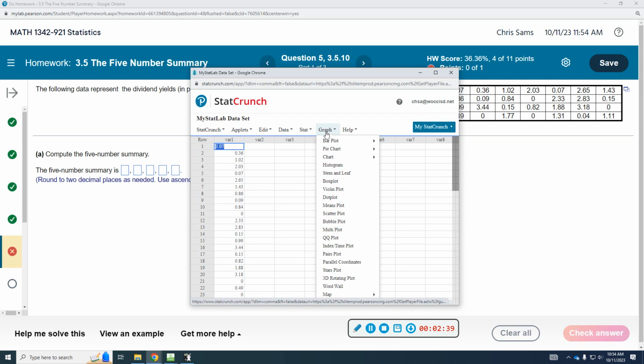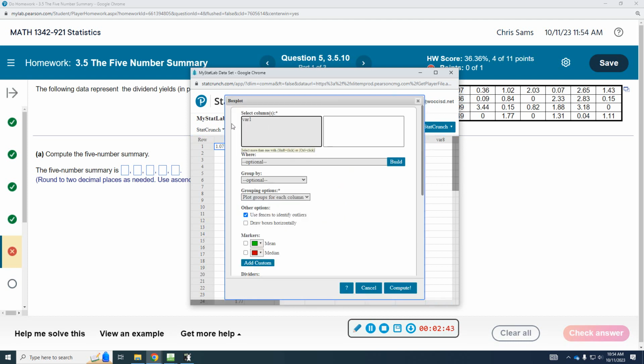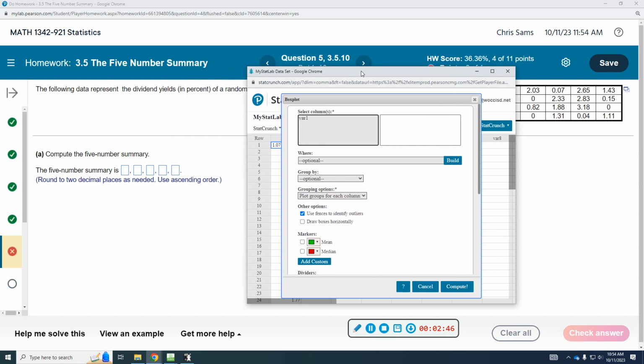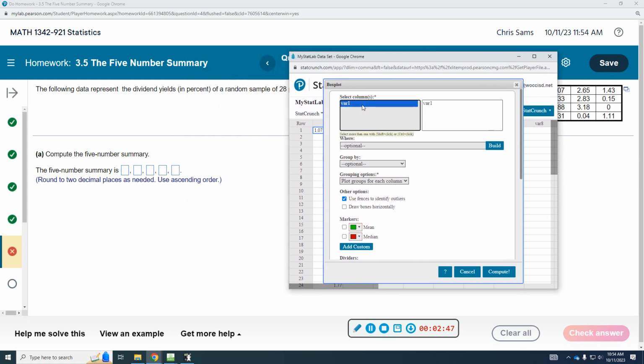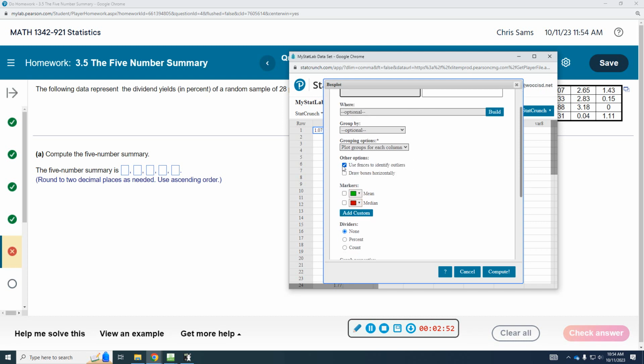You're going to go to graph. We're going to go down to box plot. We only have one column that has information in it, so that's going to be variable 1. You have to click it and it will select that. Then you want to use fences as outliers. We want to draw the boxes horizontally.